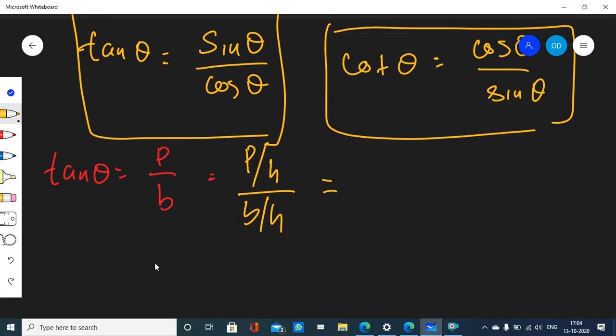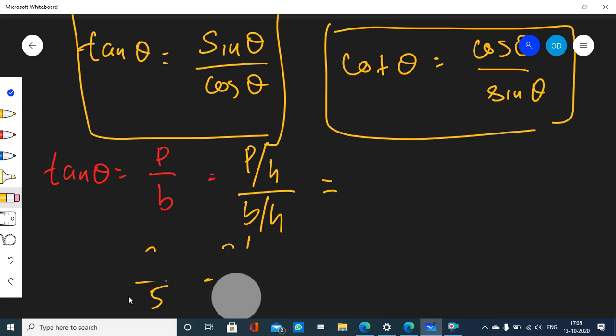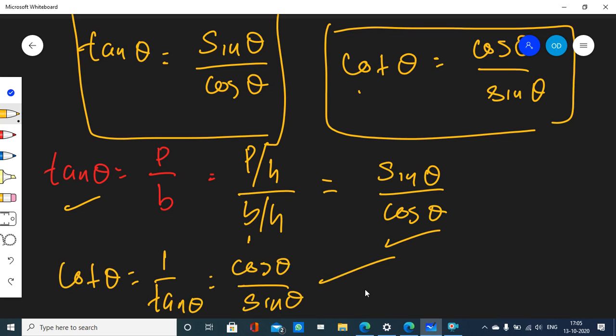Suppose there is a fraction 3 by 5. If you divide both numerator and denominator by 2, the fraction remains the same. If you divide both by the same non-zero number, the fraction remains the same. And what is P by H? Sin theta. And what is B by H? Cos theta. So that is why tan theta is equal to sin theta by cos theta. And obviously cot theta is equal to 1 by tan theta, therefore cot theta will be equal to cos theta by sin theta. Clear?